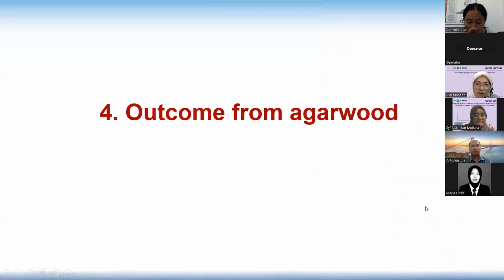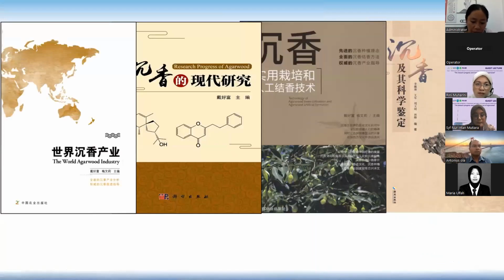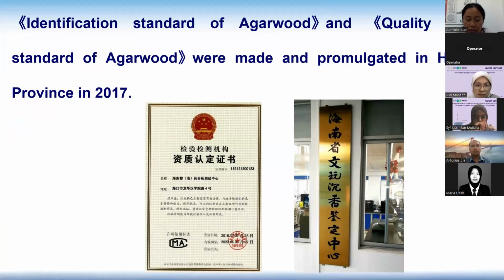And now the first part I will introduce is the outcome from studies of agarwood. Until now, we have compiled 4 agarwood books. And also because agarwood is very expensive in the market, there is a lot of fake agarwood. According to the chemical compositions of agarwood, we made some methods to identify agarwood. And we set the identification standard of agarwood and also the quality grade standard of agarwood.